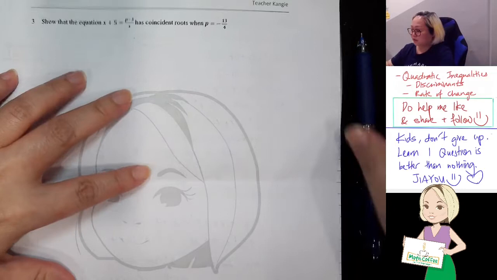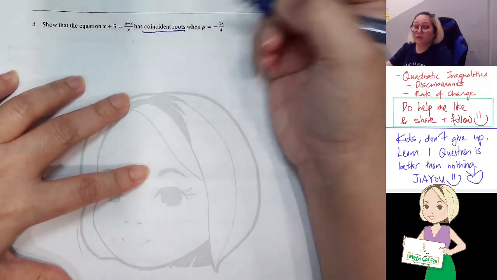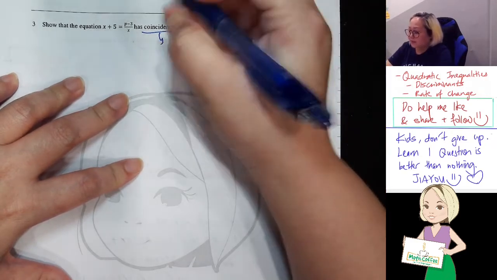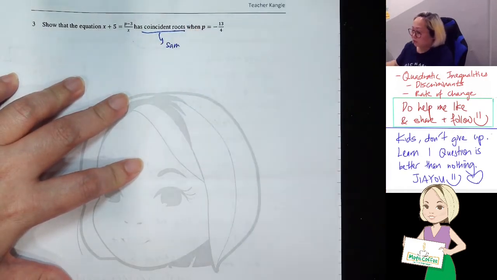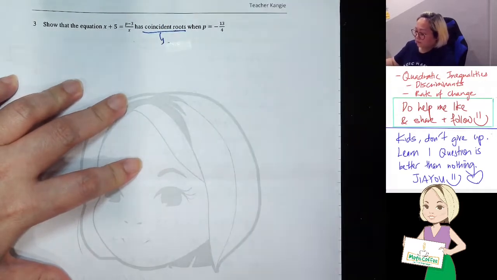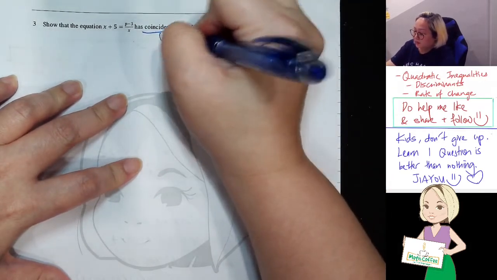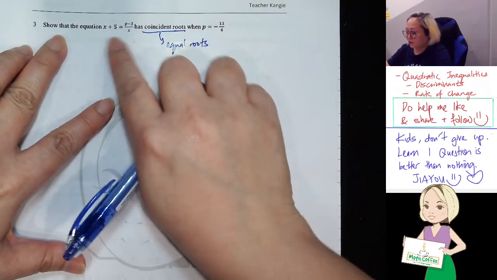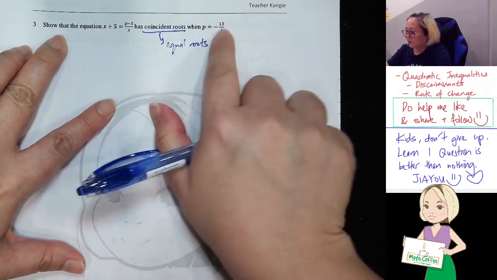They tell you coincident roots. Coincident roots is just being innovative about their vocab. But this simply means the same as equal roots. It means it's equal. Okay, so they say show that this equation has coincident roots when p equals to blah blah blah.